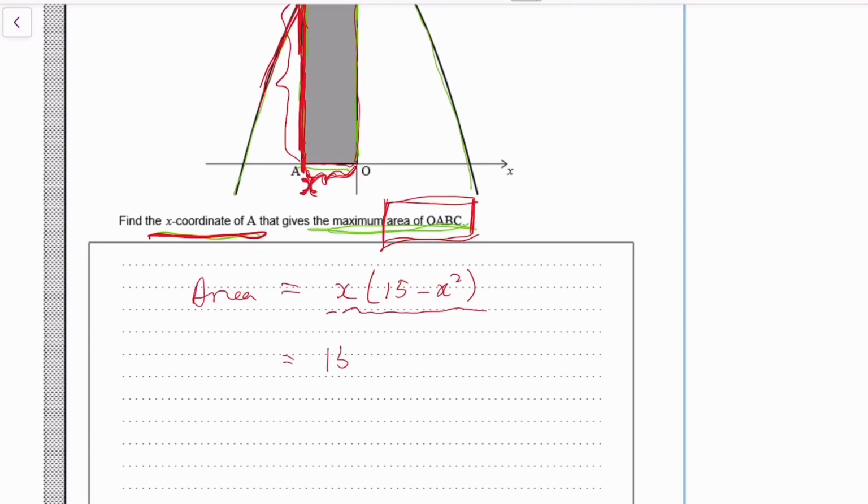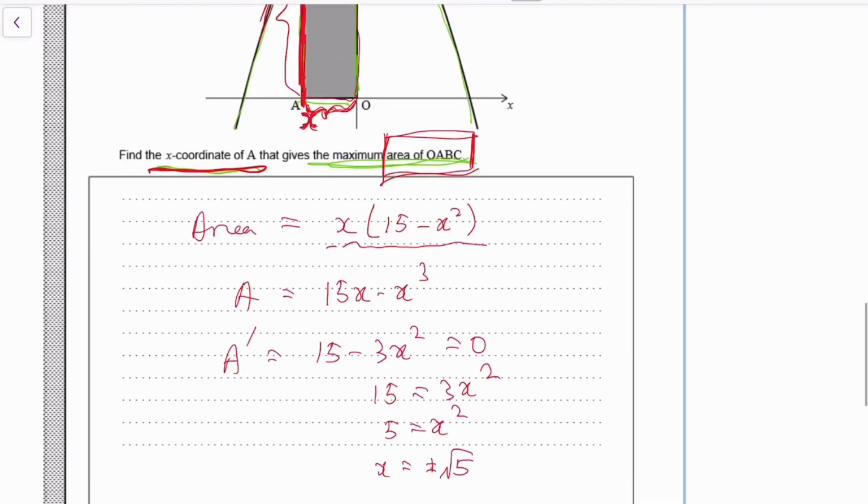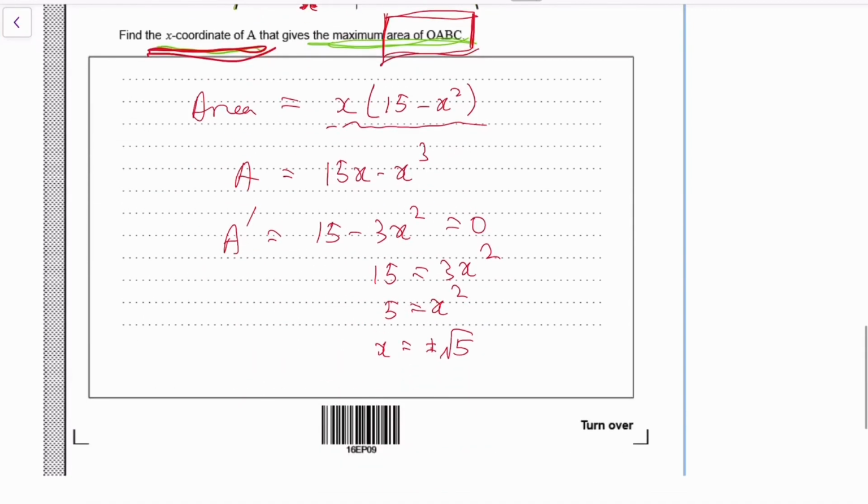So the area is just expand, and obviously to find the maximum, we can call the area A. To find the maximum, you would differentiate this, make it 0. So move the negative 3x squared to the right, it becomes positive, divide by 3. So x is plus or minus square root of 5. Again, remember the plus minus. The question is, what is the x-coordinate of A? While A is negative, therefore the x-coordinate of A is negative square root of 5.